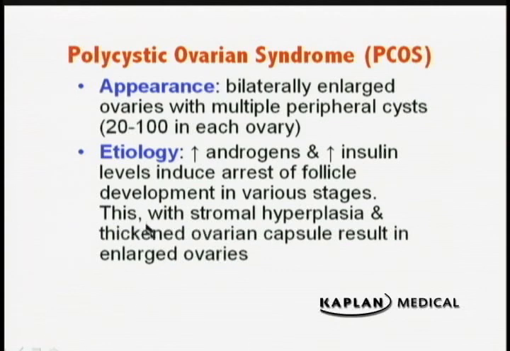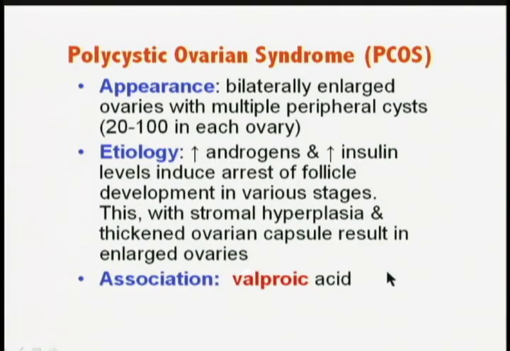So these many arrested follicles, along with stromal hyperplasia and a thickened ovarian capsule, result then in the typically enlarged ovaries of PCOS. What is very interesting is that women who have seizure disorders and who are on valproic acid or valproate have a significantly higher incidence of polycystic ovarian syndrome. And the mechanism is not entirely clear.